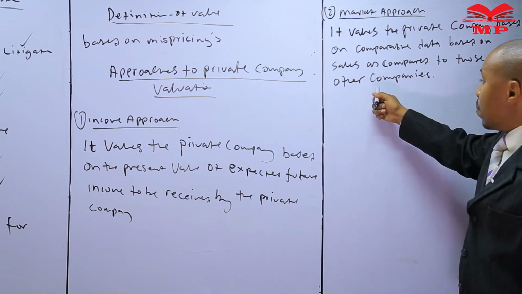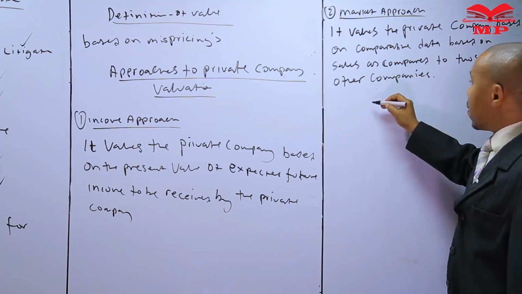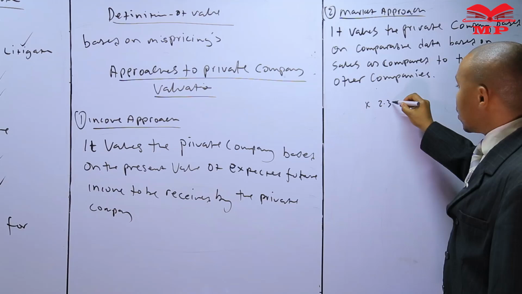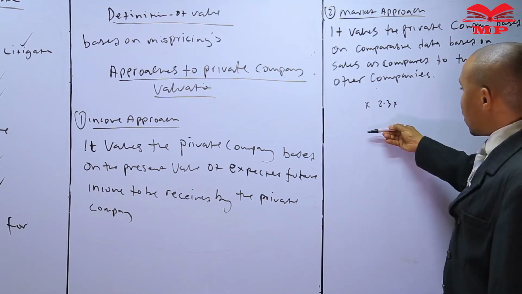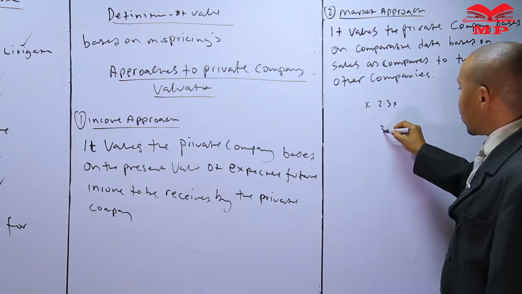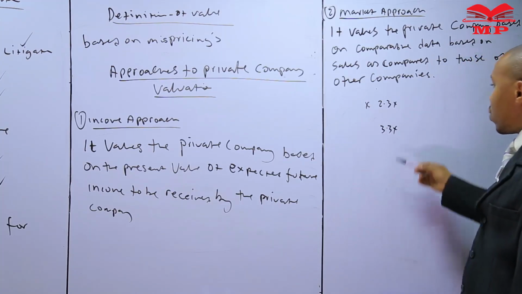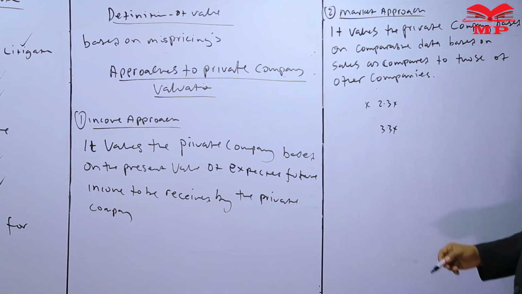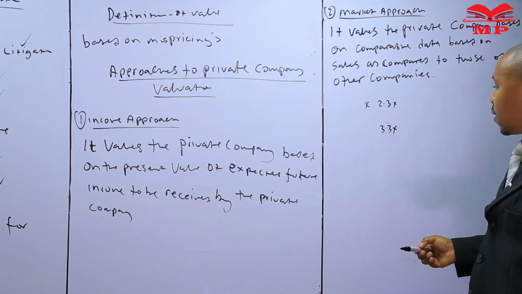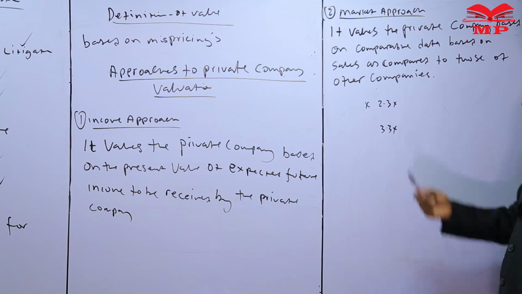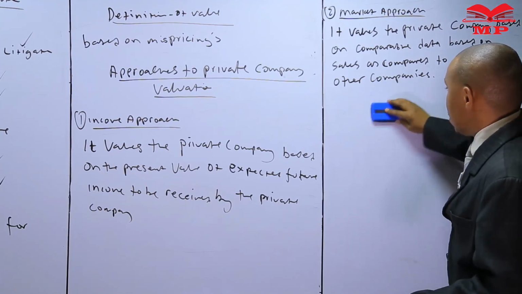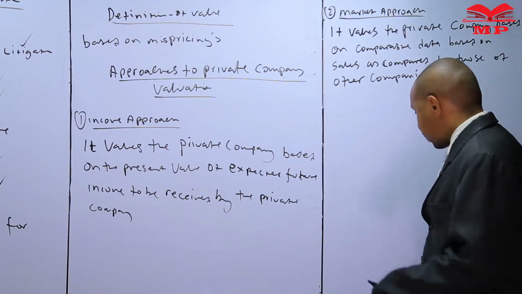So we are trying to compare, for example, the price earnings ratio for company X, which is maybe 2.3 times. What about the comparable within the same industry of company X? Maybe it is 3.3 times. So we are saying that as far as X is concerned, it is undervalued because 2.3 is below 3.3 times, and hence that means that the private company should actually be purchased.